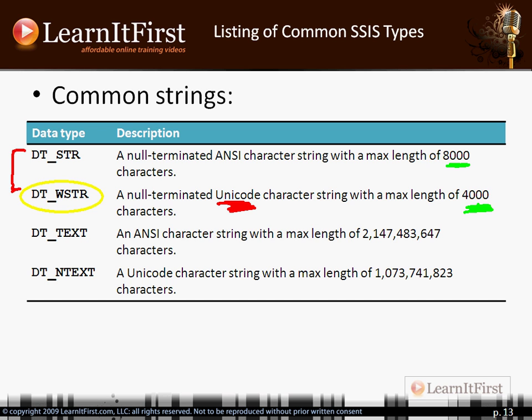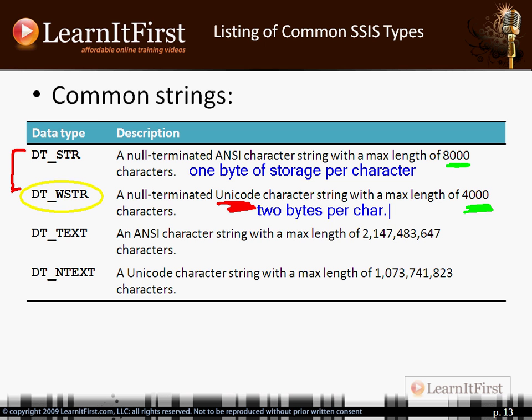So let's see. I don't want to get into the details, but I'll give you this. This means 1 byte of storage per character. And then down here, same thing. I said it was the double byte, so it's 2 bytes per character. That's the difference between string and wide string.